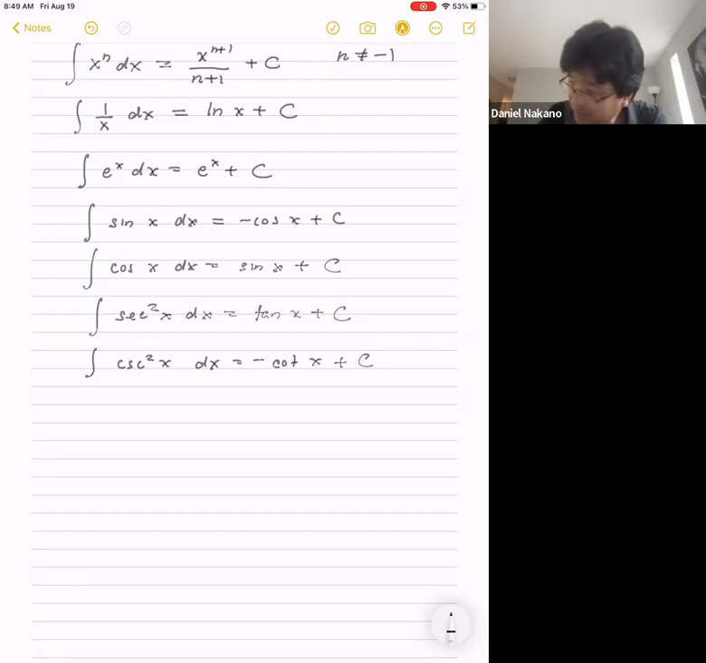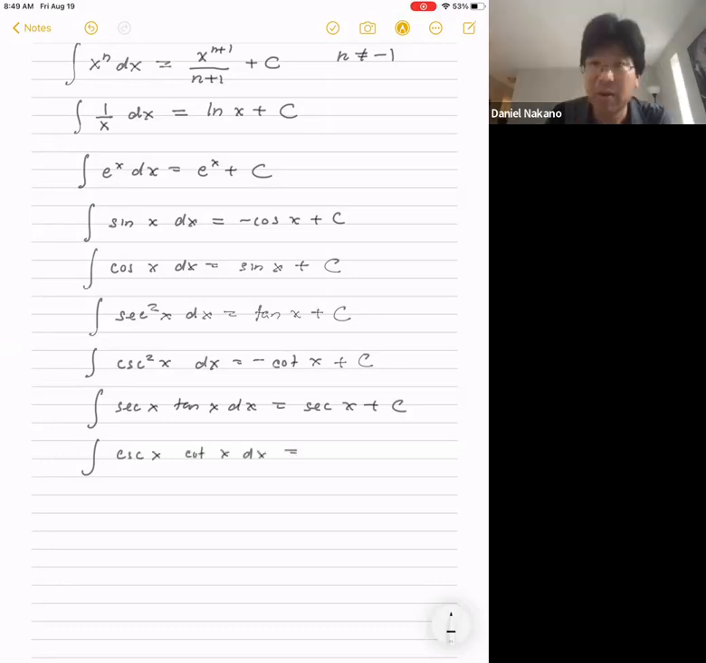All right. Now if I take the integral of secant x tangent x, I get secant x. And then if I want to take the integral of cosecant of x cotangent of x dx, well, same deal, right? You just take the secant and then put a negative sign. All right, so these are formulas that you should have derived from your first semester calculus class.